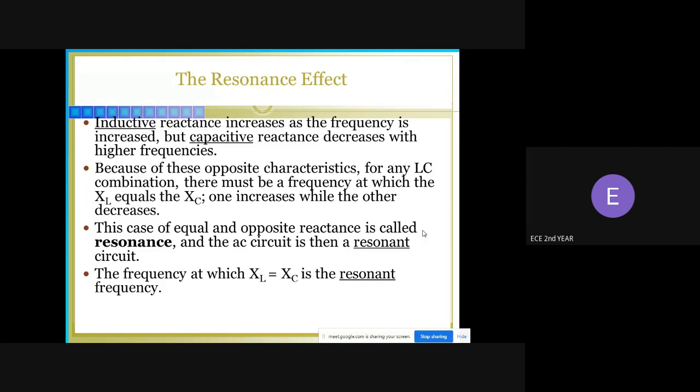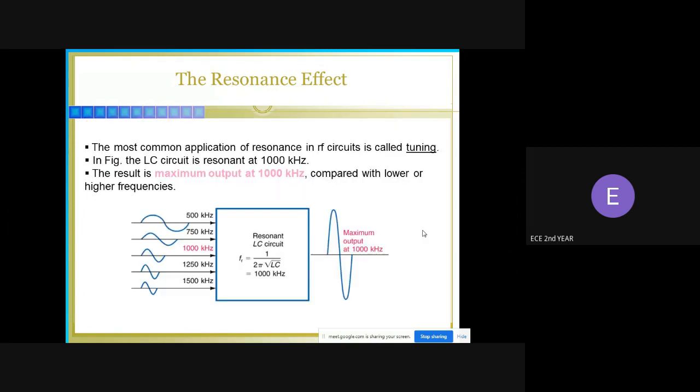At that time, the circuit acts as a pure resistive circuit. So the circuit is purely resistive, which means the power factor of the circuit at that time is unity.